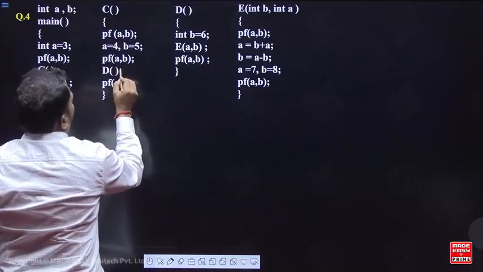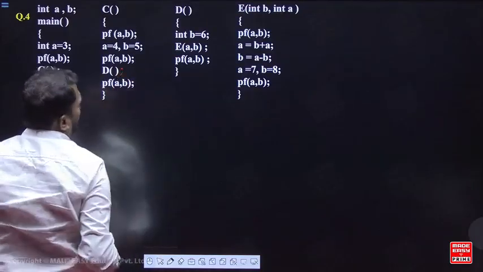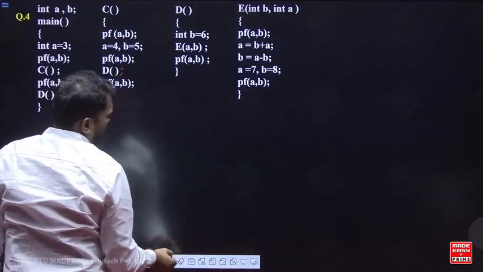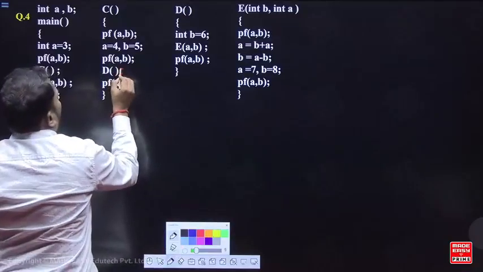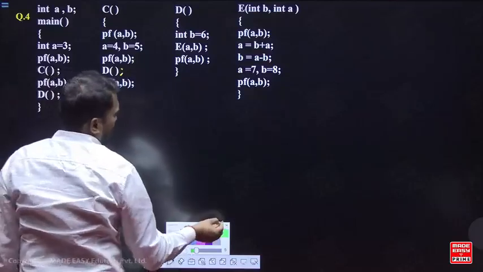Yes, sir. In the C block, there will be a semicolon. That's just a printing mistake. In the C block, it is a semicolon only. Function D is called, so semicolon. Printing mistake, just.